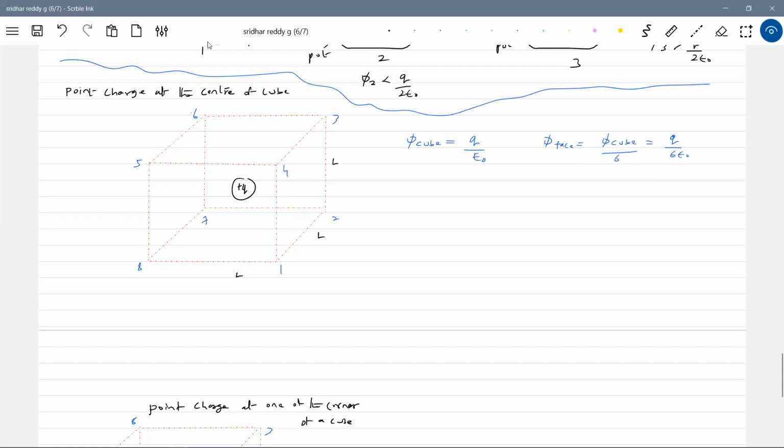I just say what is the flux through the cube? Q by epsilon naught. Now, what do you mean by positive? The lines of force are emerging from the surface. If I keep a negative charge, then I will get negative. What do you mean by negative? The lines of force are going to enter into the surface. So if the flux is positive, it tells us the charge is positive. If the flux is negative, the lines of force will be directed towards the charge. So the sign of flux will tell us even the type of charge system present in a cube.